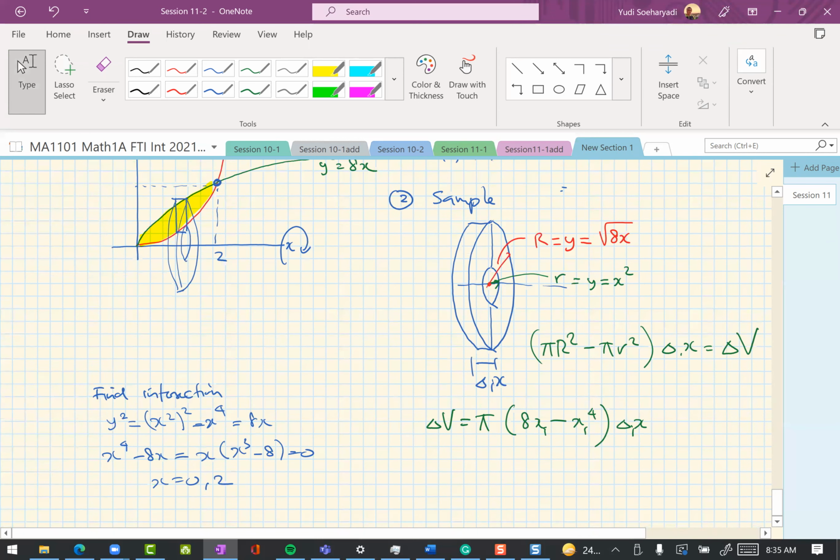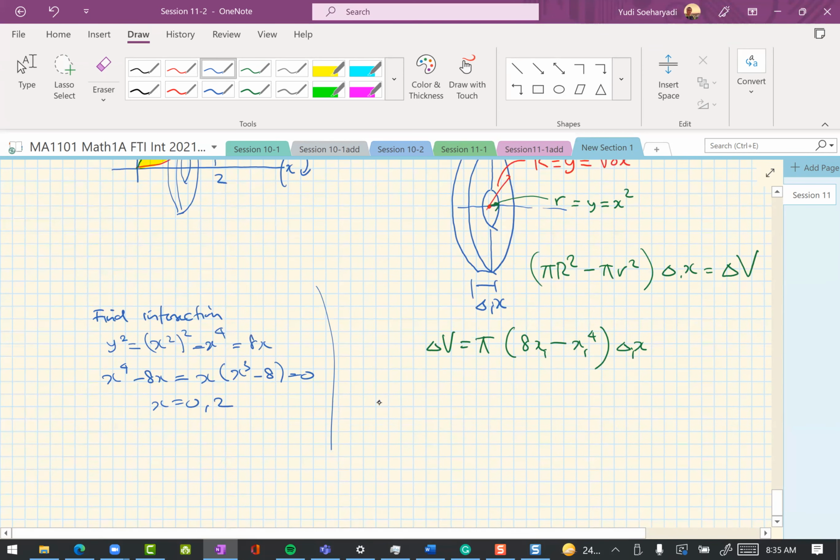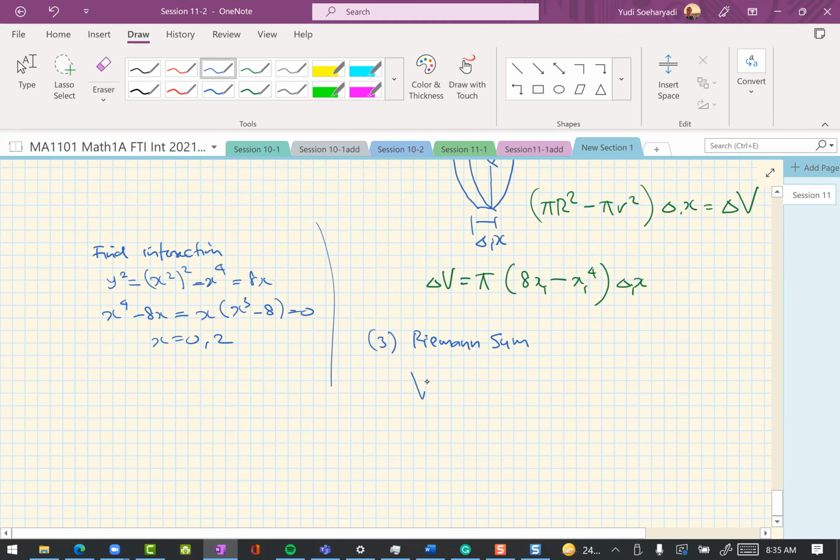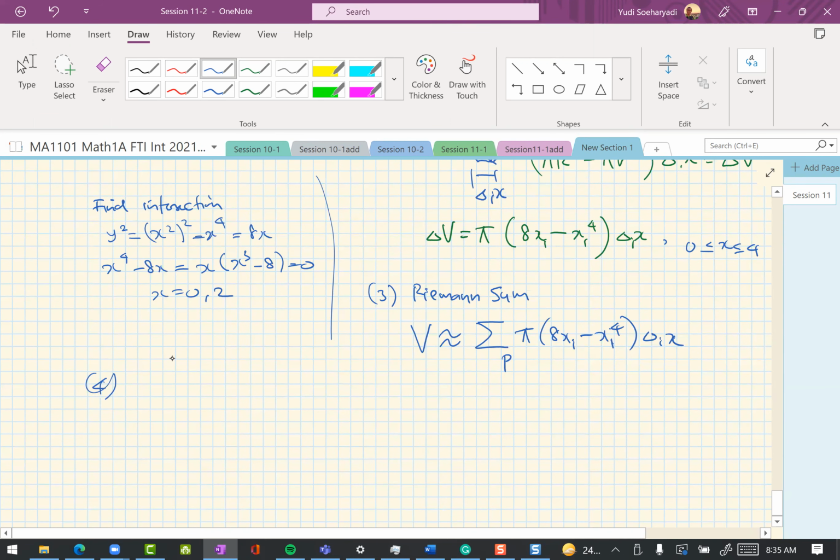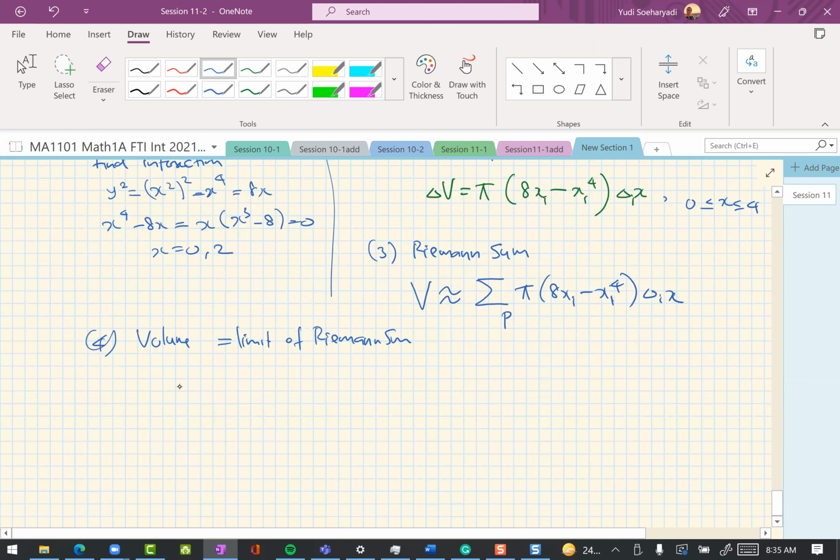Step 3 is the Riemann sum. So our volume is approximated by the Riemann sum. Oh, sorry, this is for x between 0 and 2. Summation according to the partition P, of 8xi minus xi to the 4, delta xi. So that's the Riemann sum. And then the last thing is the volume. V equals the integral, because x is between 0 and 2, and you can take the constant out.